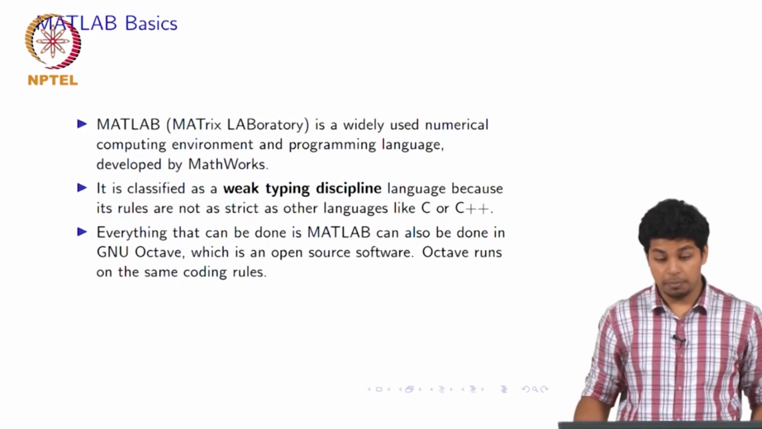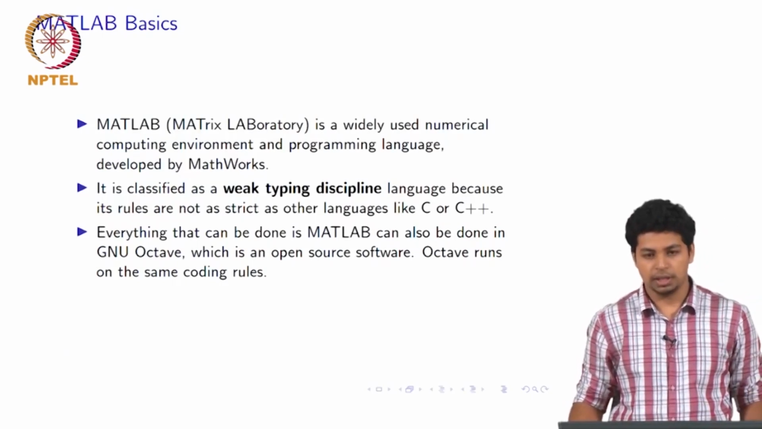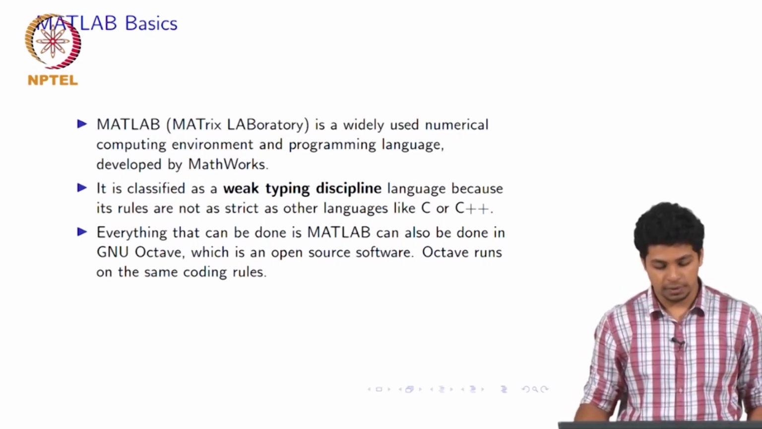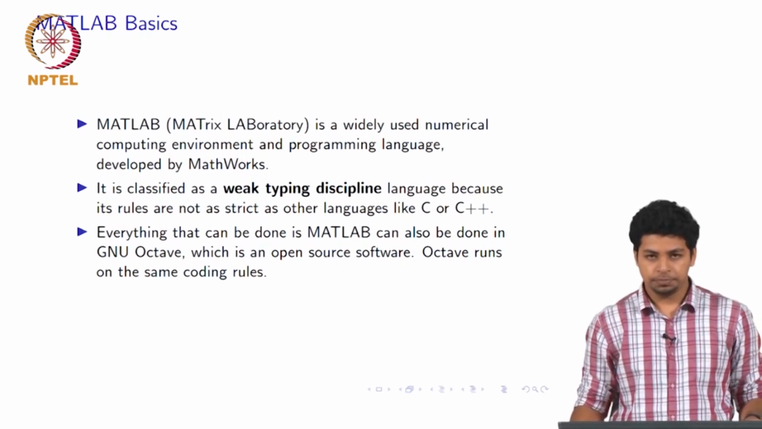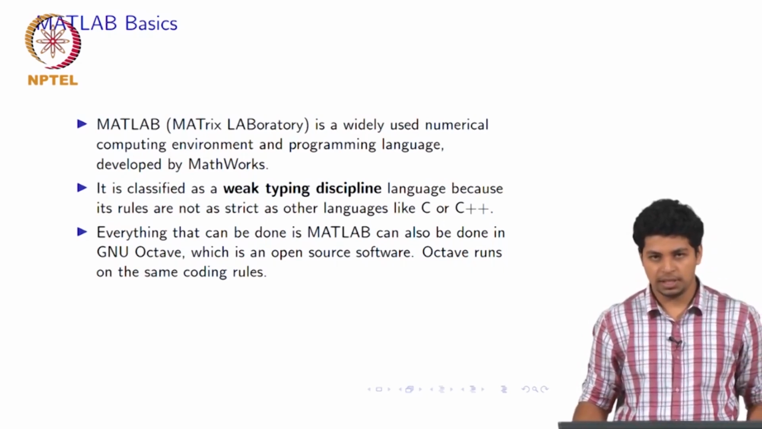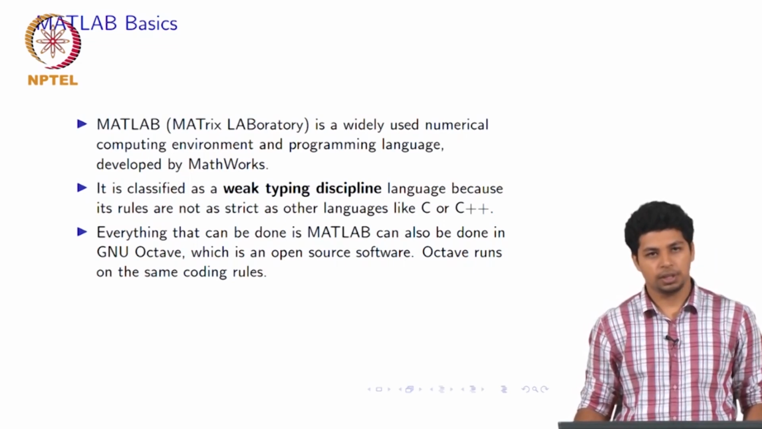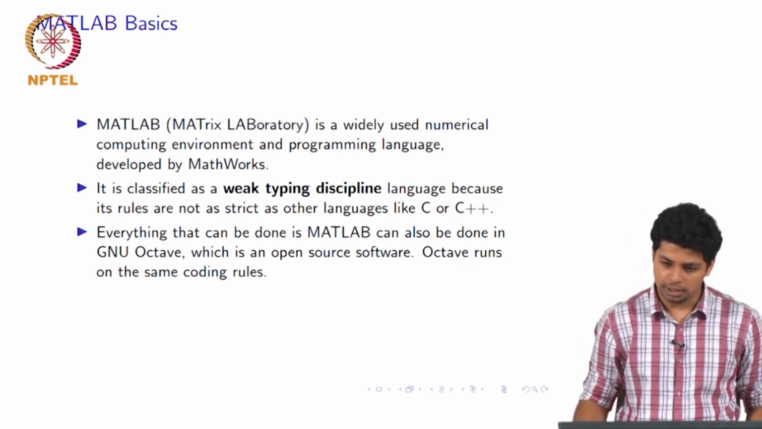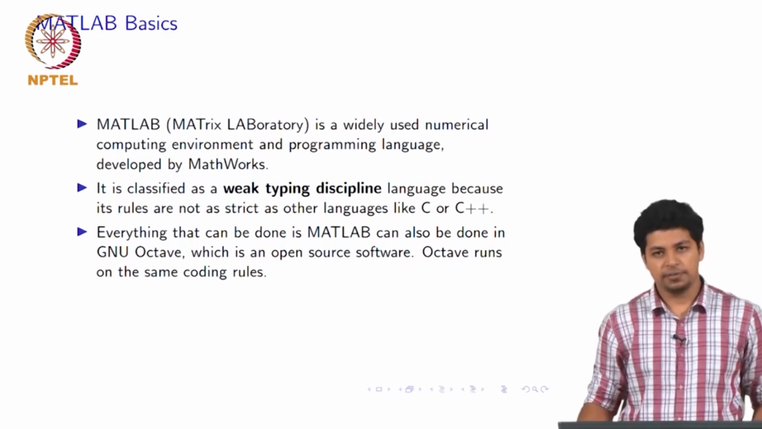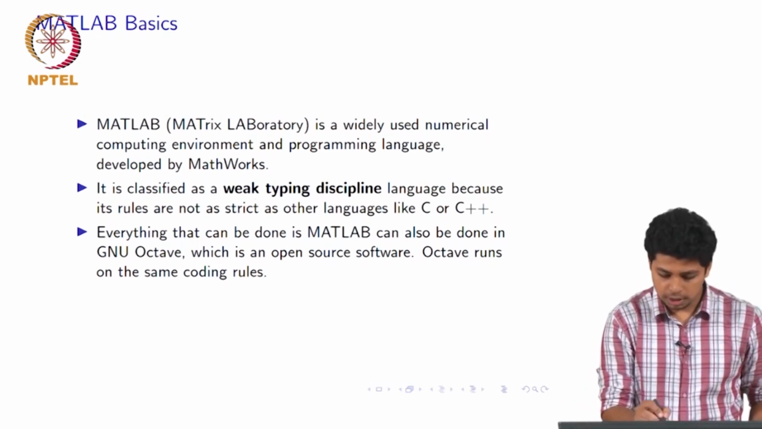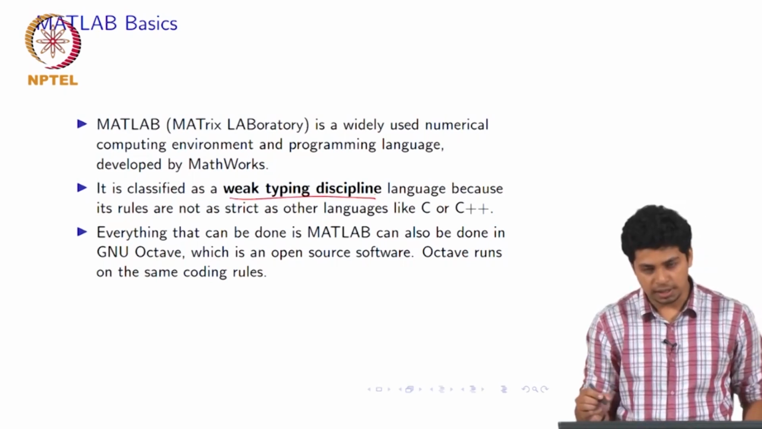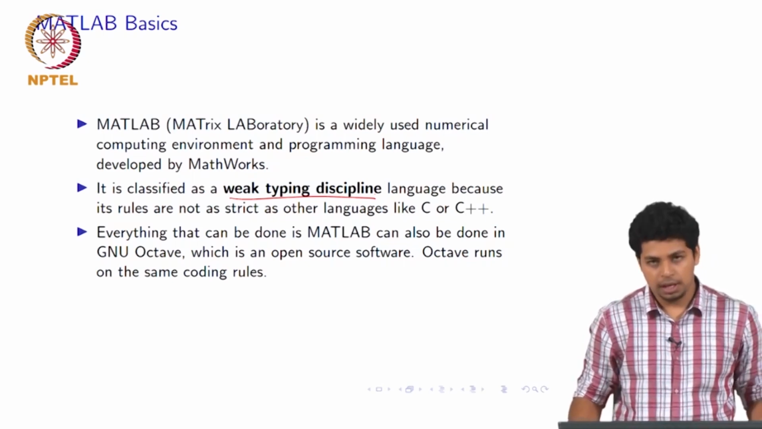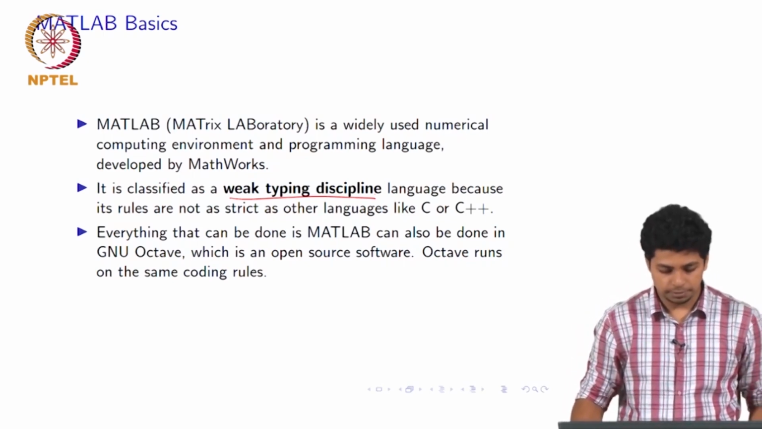So MATLAB or Matrix Laboratory is a widely used numerical computing environment, and it's also an object-oriented programming language. It's developed by MathWorks, and it was started sometime around the 1970s, and it was primarily used for control engineering, but now it's widely used in many other fields like machine learning and image processing. It is classified as a weak typing discipline language, and what it means is there are not many rules as in some other languages like C or C++. I'll tell you what it means later when we discuss an example.